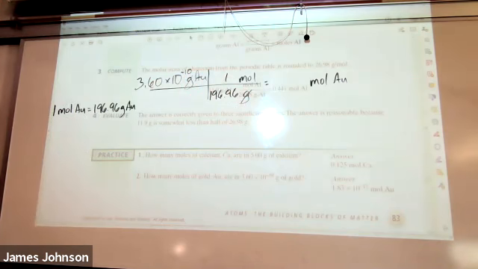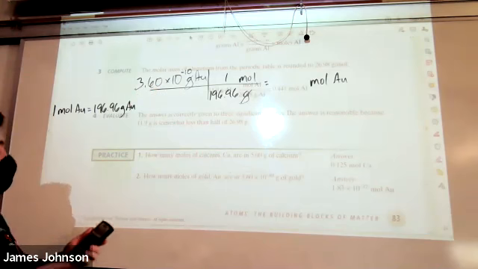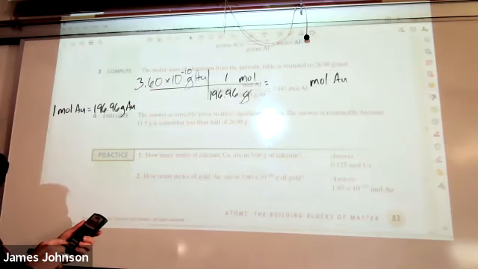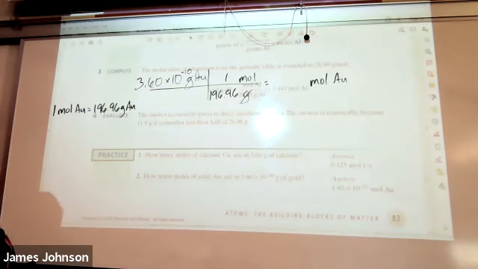Now let's talk about what I'm going to do with that exponent. First step, I'm not going to do anything with the exponent. I'm going to ignore it for right now. I'm just going to do some math with the numbers out in front. Okay, so what I'm going to put into my calculator is 3.60 multiplied by 1 and then divided by 196.96. So I didn't do anything in my calculator with that times 10 to the negative 10. I didn't touch it.